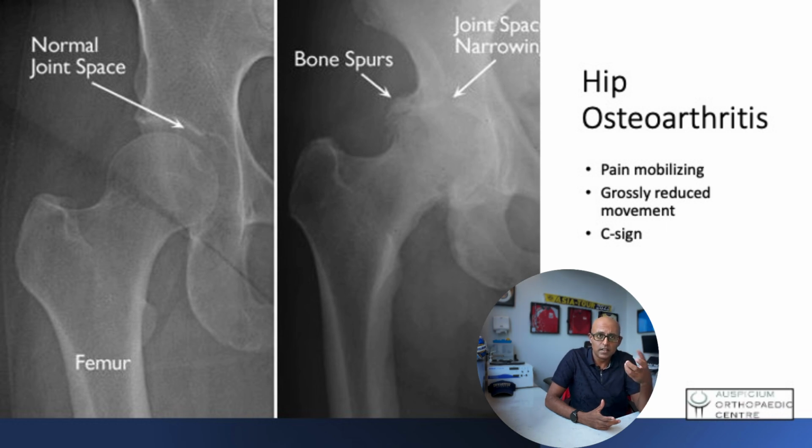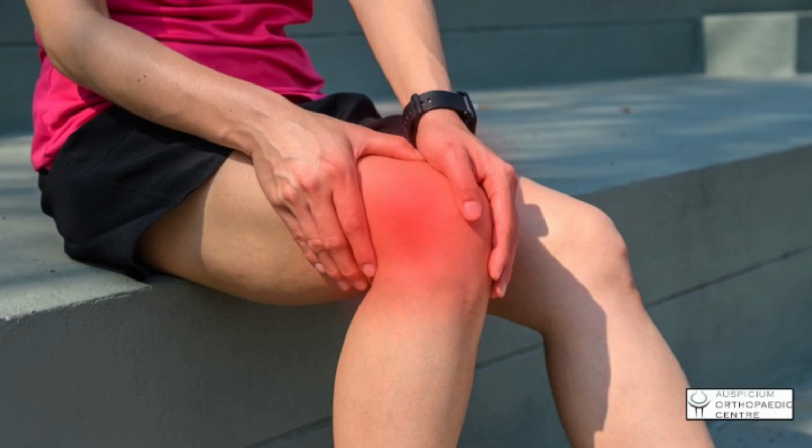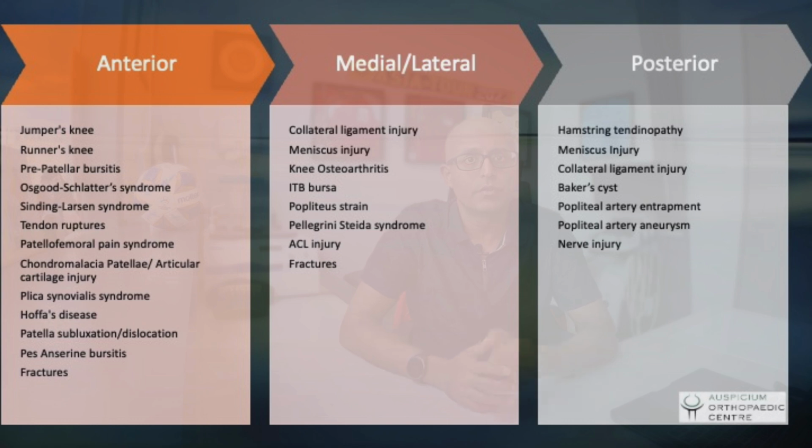It's a classic sign that goes with degenerative changes in the hip. Let's move to thinking about the knee now. So again, around the knee, there's a whole host of different problems that could be there. And it's useful to start to identify it according to the area of the knee that may be affected.